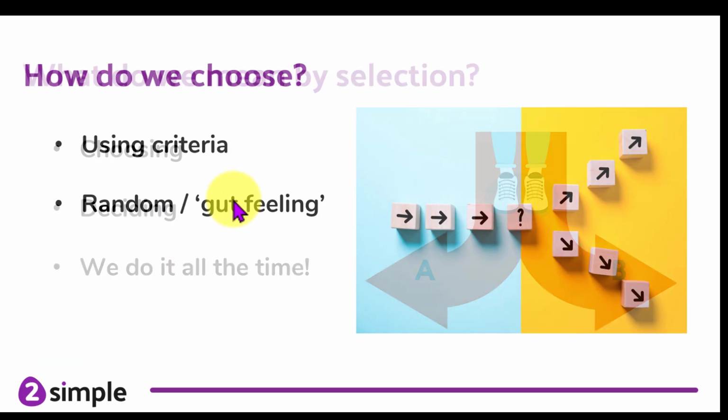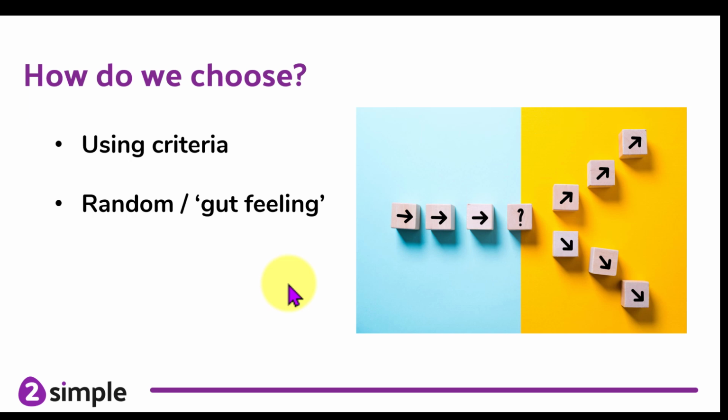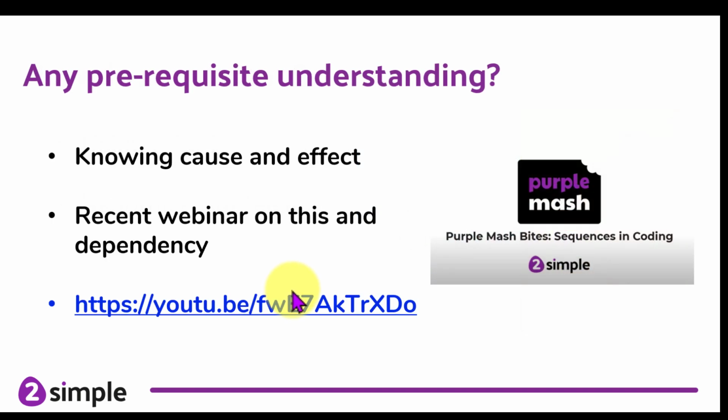How do we make decisions as adults? Usually using criteria, we'll think, which is best? Or we might use a random or gut feeling sometimes, if both the possibilities are equally good or equally bad.